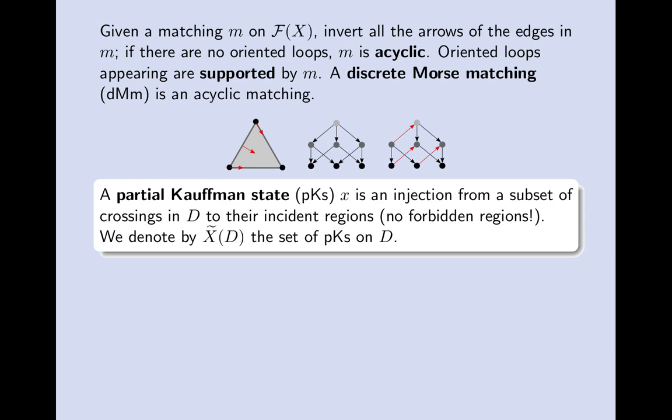If we have a projection D of a knot, we can generalize slightly the definition of Kauffman states to obtain these partial Kauffman states. So a partial Kauffman state is just an injection from a subset of crossings to their at most 4 incident regions. So here we have generalized in 2 directions basically. First of all, we do not require that all crossings are matched. They do not necessarily have to have one of the components around them.